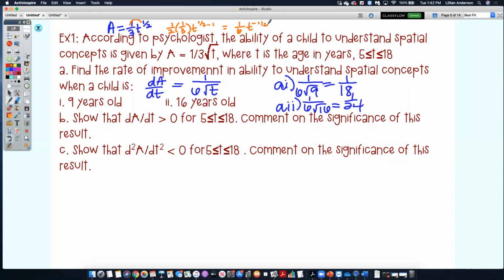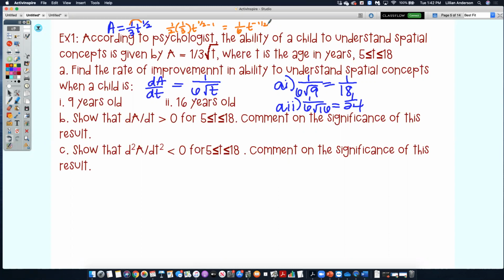So again, the context of the problem: a 9-year-old's rate of understanding is 1/18 of a unit per year, and a 16-year-old's is 1/24 unit per year. Now we have to show that dA over dt is positive for t greater than 5, less than 18, inclusive. Comment on the significance of this result.